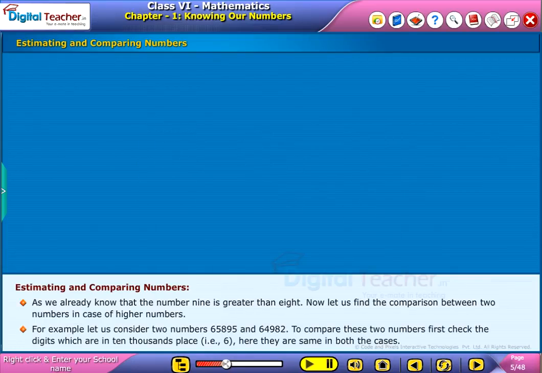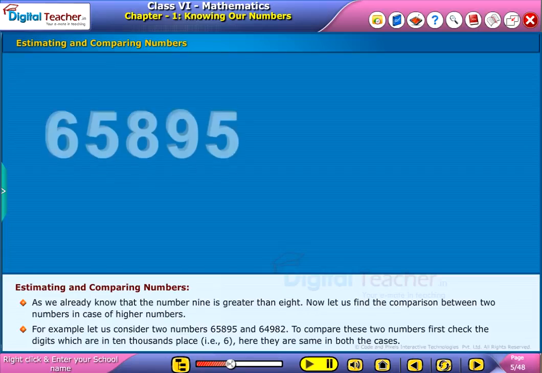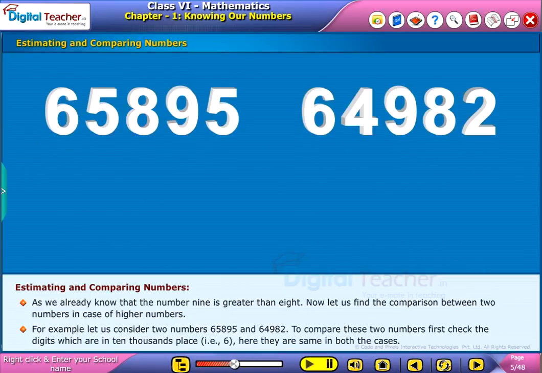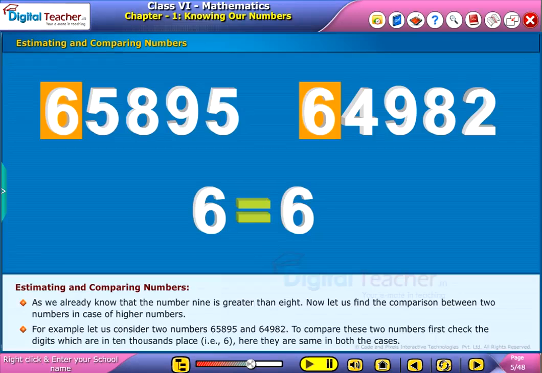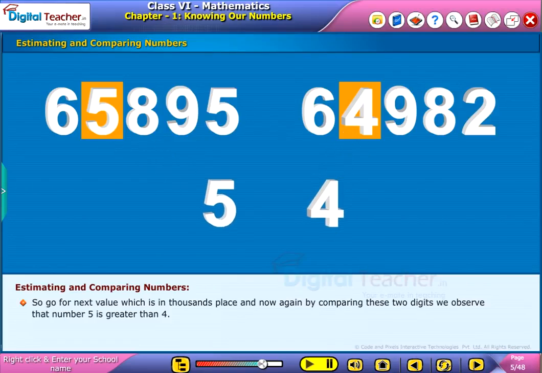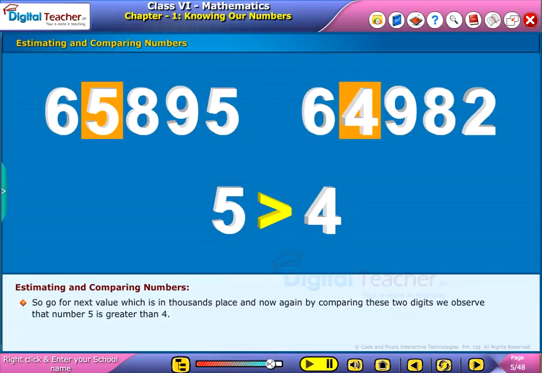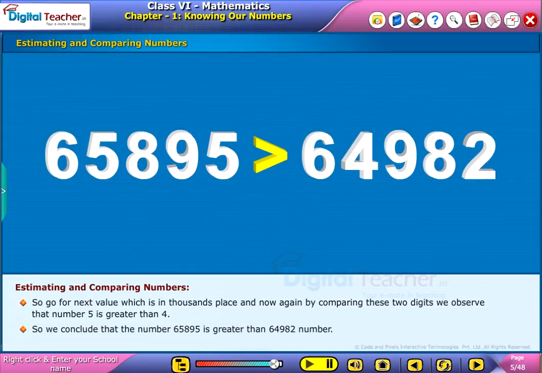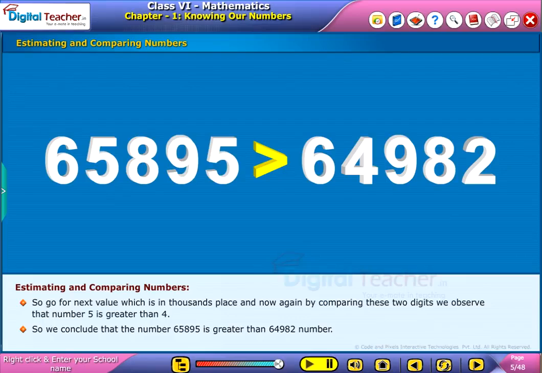For example, let us consider two numbers 65895 and 64982. To compare these two numbers, first check the digits which are in 10,000s place, that is 6. Here they are same in both the cases. So go for next value which is in thousands place, and now again by comparing these two digits, we observe that the number 5 is greater than 4. So, we conclude that the number 65895 is greater than 64982.